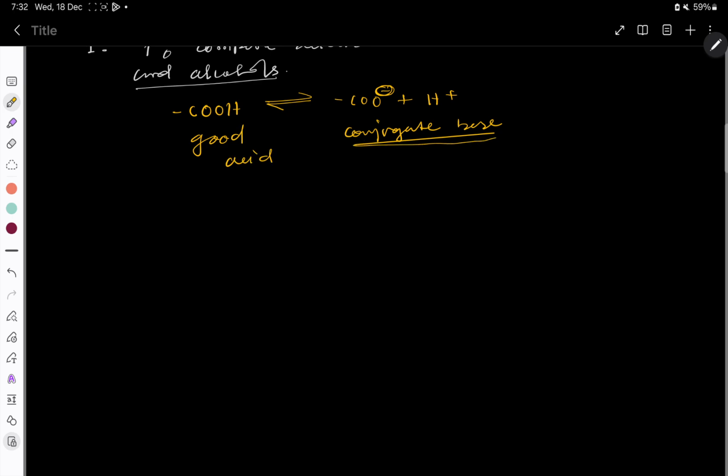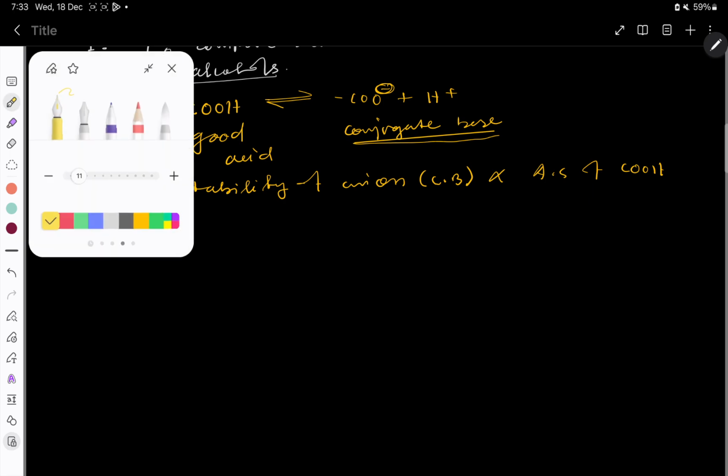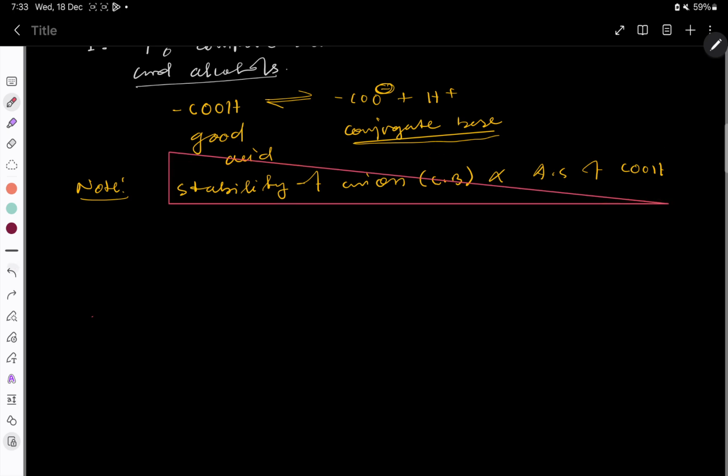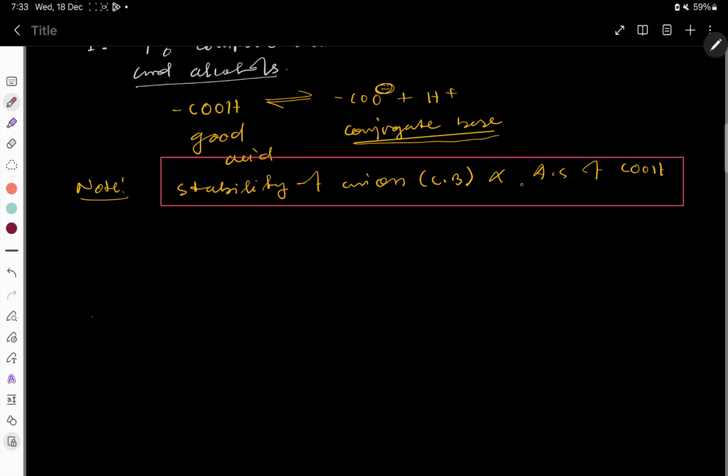If the stability of the conjugate base increases, you can write one note over here: the stability of the anion, that is the conjugate base, is directly proportional to the acidic strength of COOH. It's a very important point, I'm telling you. Listen, the acidic strength is directly proportional to the stability of the conjugate base or anion.